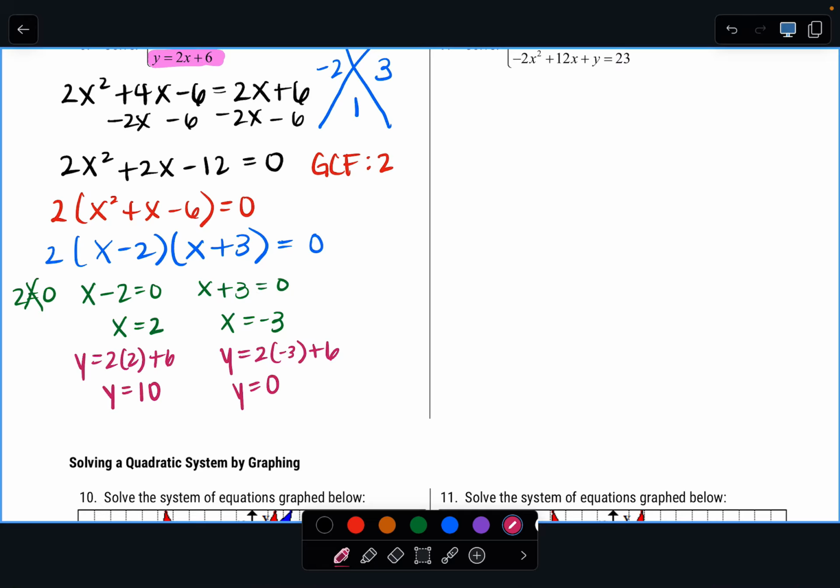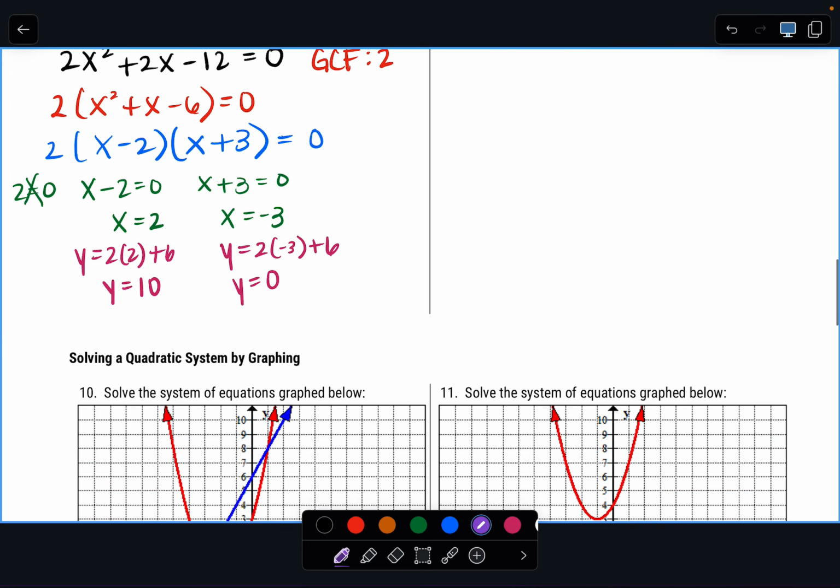Now, again, here's another thing. People stop. They box the y and they're like, wow, I'm done. You're still not done. You have to take it all the way to an x comma y. So my final answers are going to be 2 comma 10, because it's where they intersect, and -3 comma 0. So technically, for those, it's crossing the x-axis, so that all of the y values are 0. So that it would always be 0.